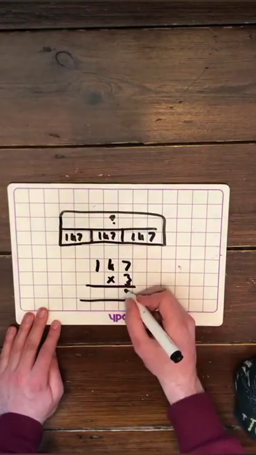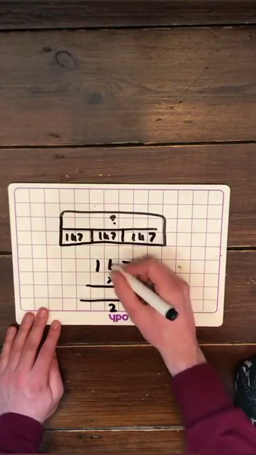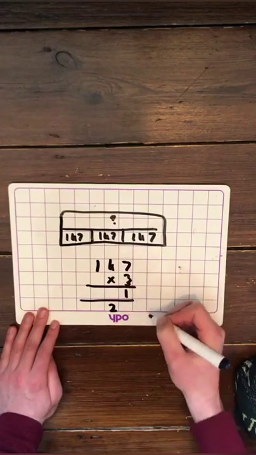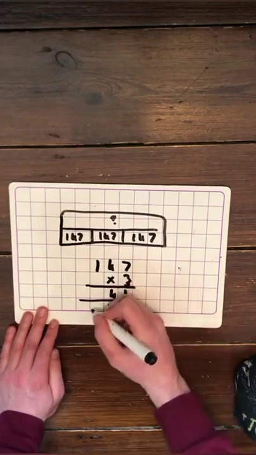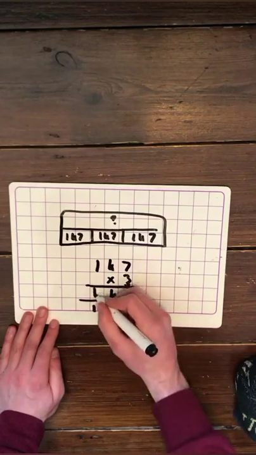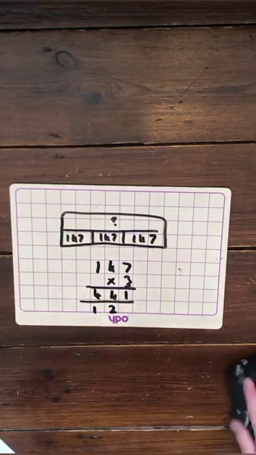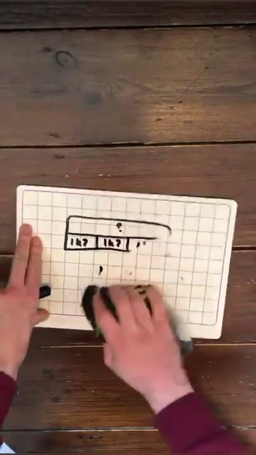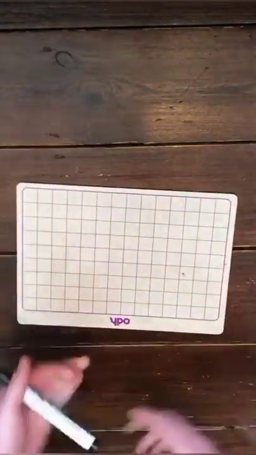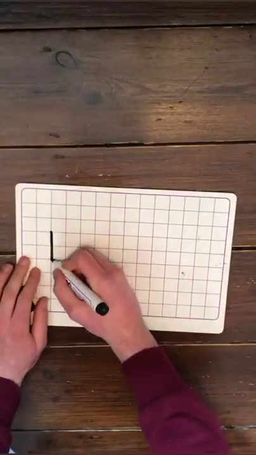3 times 7 is 21. Carry that 2. 3 times 4 is 12. Plus the 2 is 14. 3 times 1 is 3. Plus the 1 is 4. Okay, nicely done. I'm going to give you one more of those, and then I'll give you a challenge question.